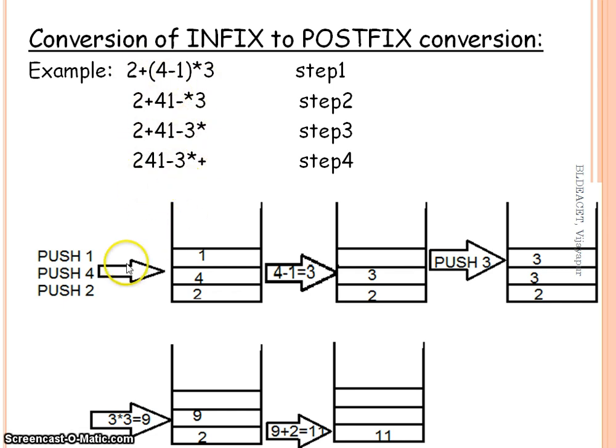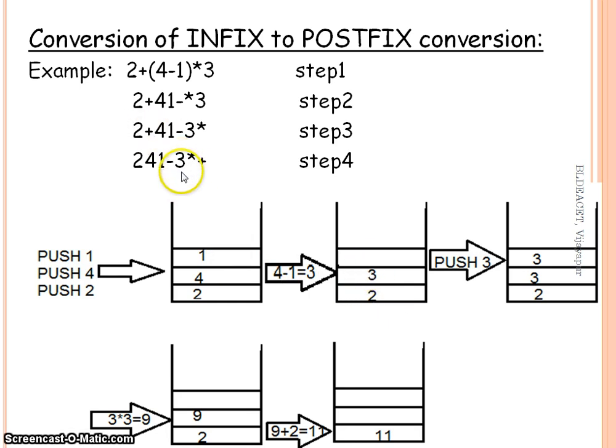Then you can go for the evaluation of the postfix expression. Whenever an operand comes, you push it on top of the stack, and whenever an operator comes, you pop two operands and perform the particular operation. First is 2, which is pushed onto the stack. Then comes 4, then 1, then the minus operator. Whenever an operator comes, you pop two operands, 4 and 1, and apply the operation: 4 minus 1 is 3. That result is pushed again onto the stack. So the content of the stack will be 2 and 3.